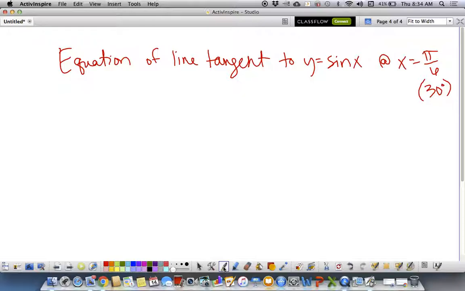Alright, so what are we doing to write the equation of the tangent line? It's what? 1/2. What is 1/2? Sine of 30 degrees is 1/2.